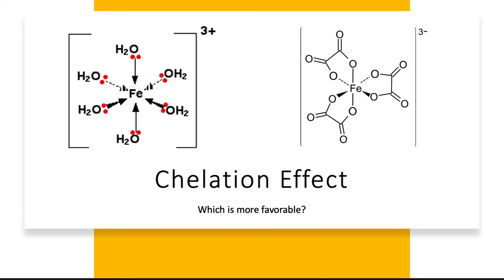And the reason for that is because now there are only 3 molecules that are constrained instead of having 6 molecules constrained here. So a dramatic increase in entropy when we form that complex with a chelating ligand.